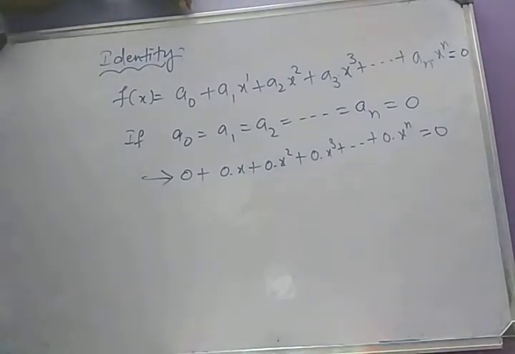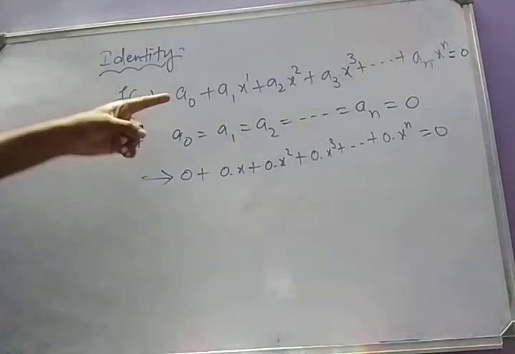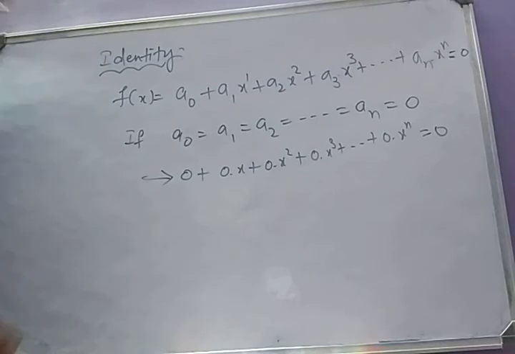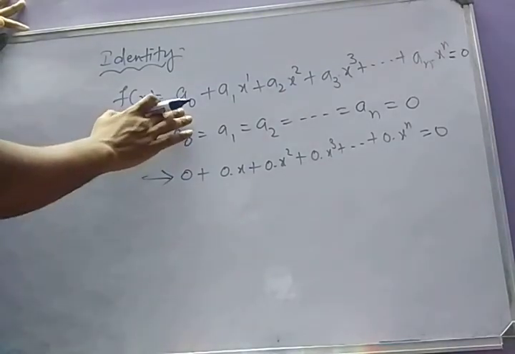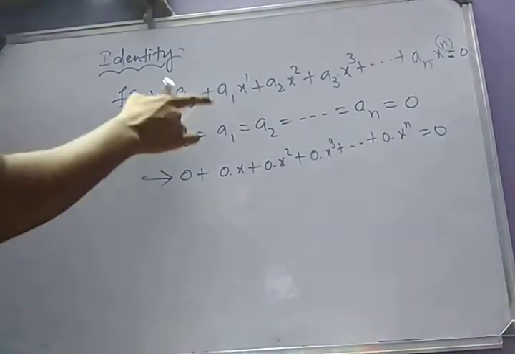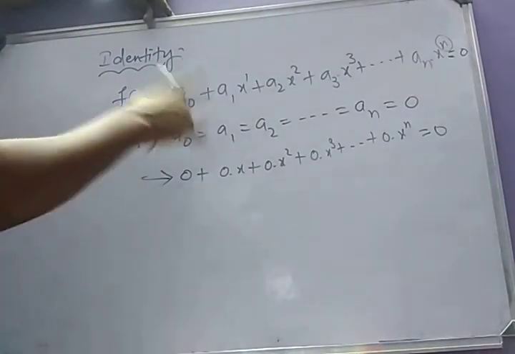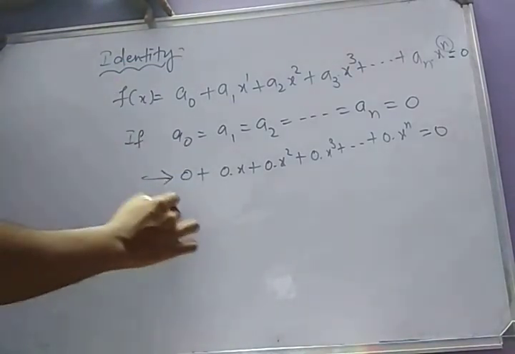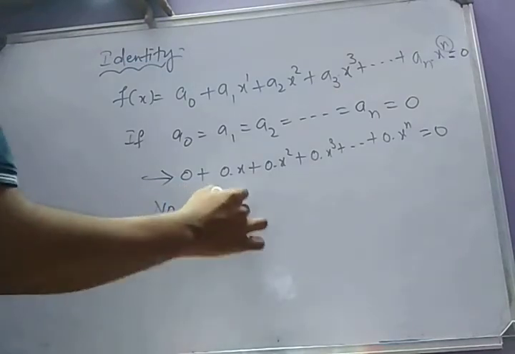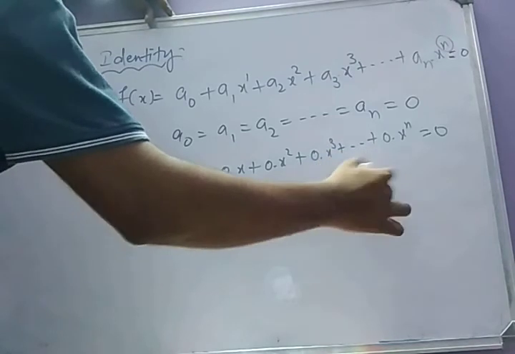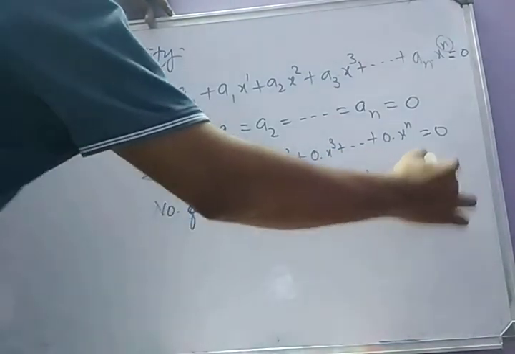And an identity, before I have told you one thing: how many roots are there for a polynomial equation? I told you if it is a polynomial equation, the number of roots depends on the degree. Since the degree is n, we will say that the number of roots for a polynomial equation is equal to n. But when it comes to an identity, the number of zeros, the number of roots of an identity is infinite.